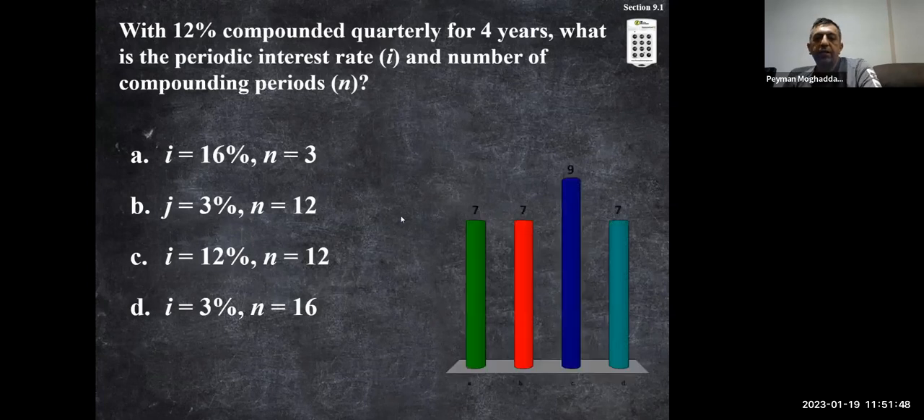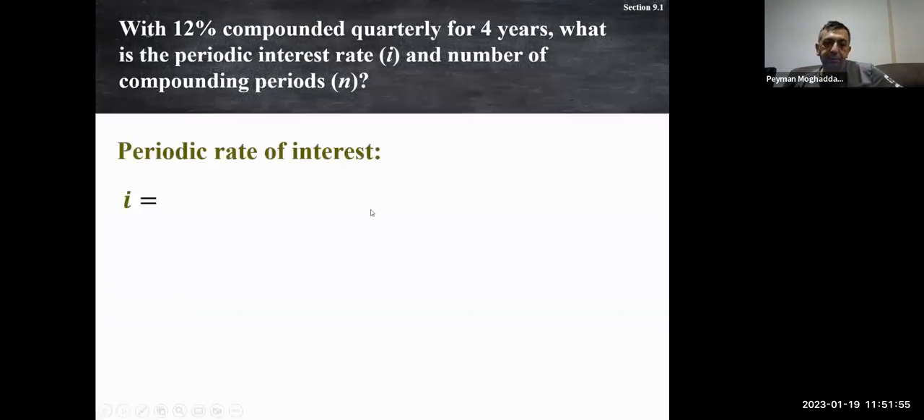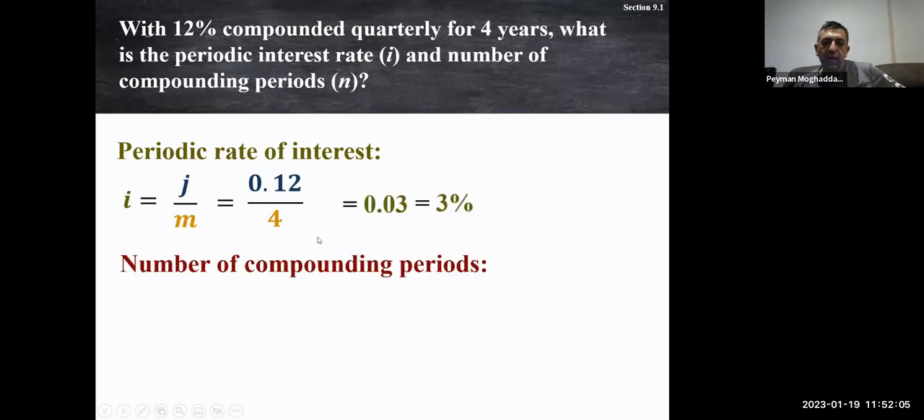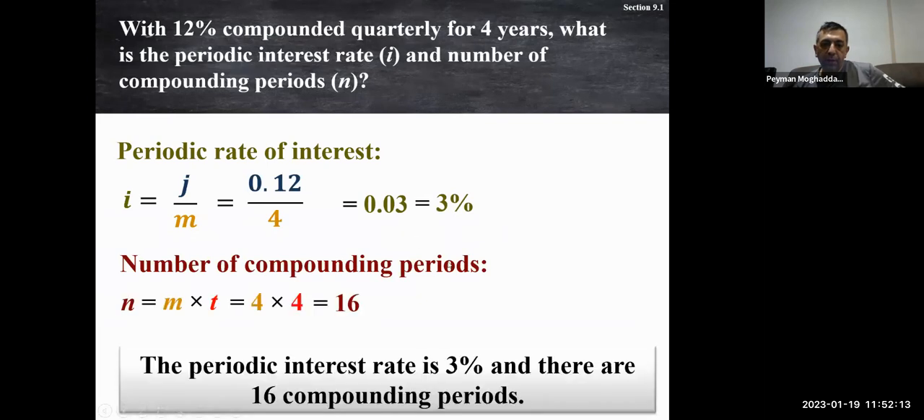All right, the answer is D. 12% compounded quarterly means 12% divided by 4, which is the compounding frequency, so the periodic rate is going to be 3%. The number of compounding periods is going to be m multiplied by the number of years, which is 4 by 4, 16. Okay.